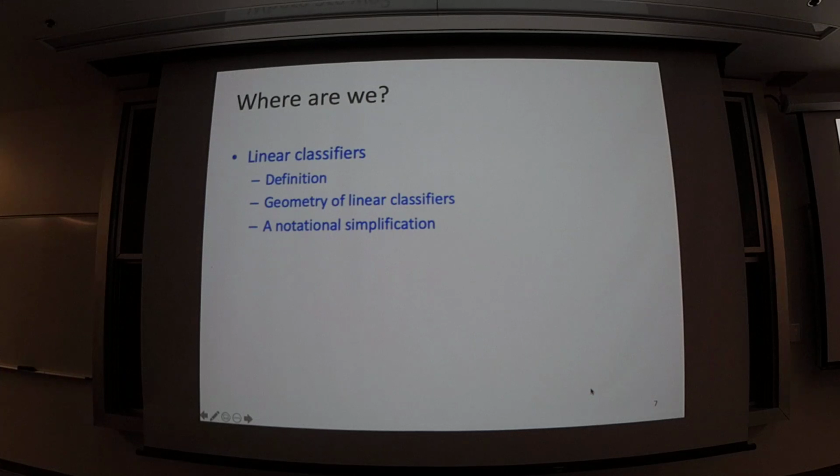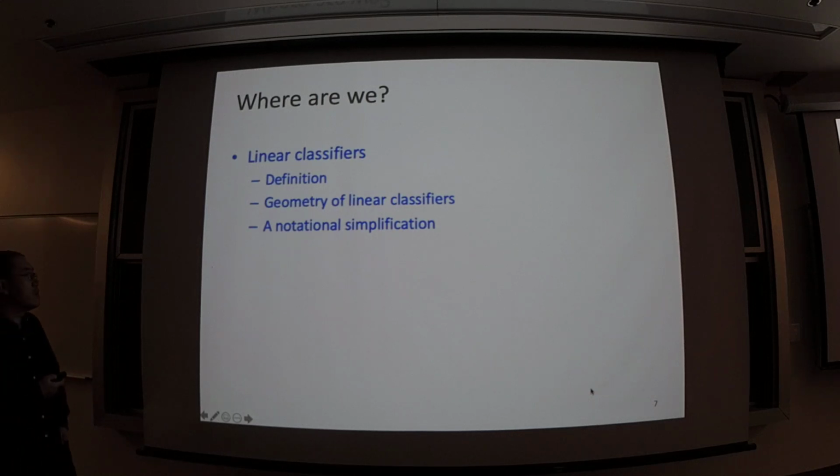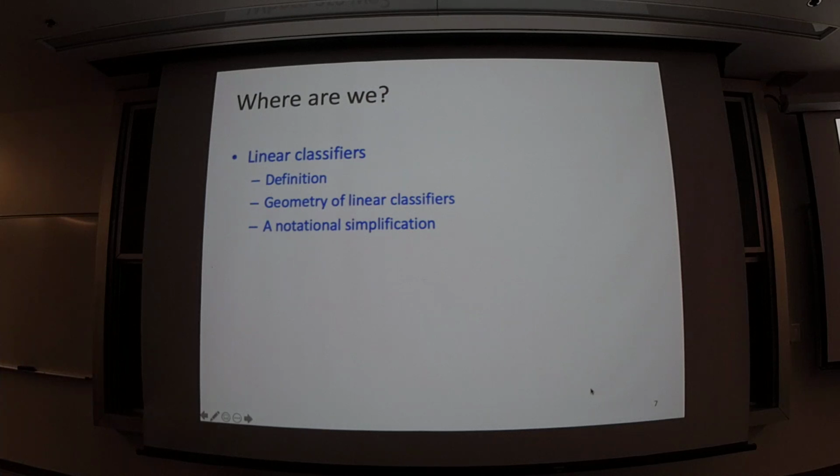Okay, so first, what are linear classifiers? We're going to introduce the definition and the geometry of linear classifiers, and also the notation simplification, right? How we pull the bias term into the feature vector.